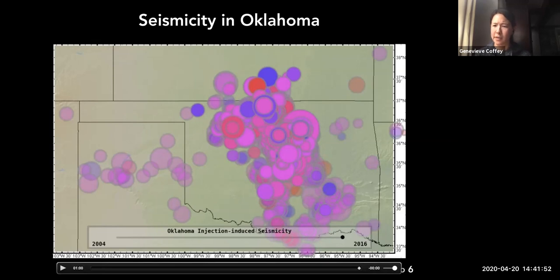And just for reference, the largest earthquake that occurred in Oklahoma was a magnitude 5.8, and that occurred in September of 2016. And while most of these earthquakes are pretty small, 2s and 3s, if you have a magnitude 5.8 happen underneath your house, it's going to be a significant hazard.